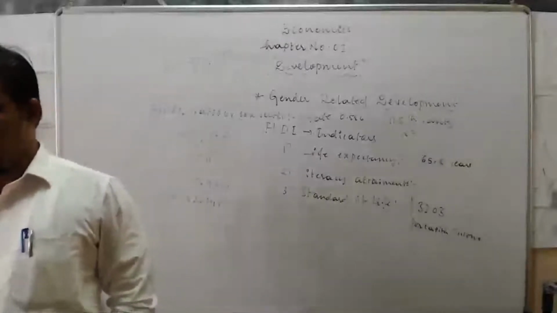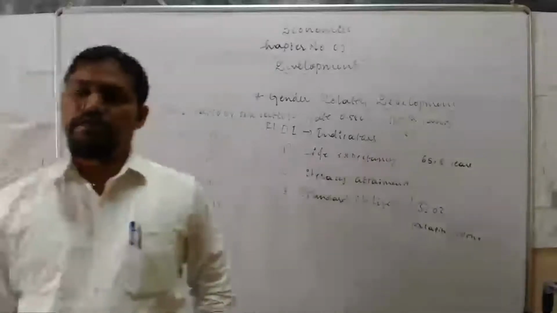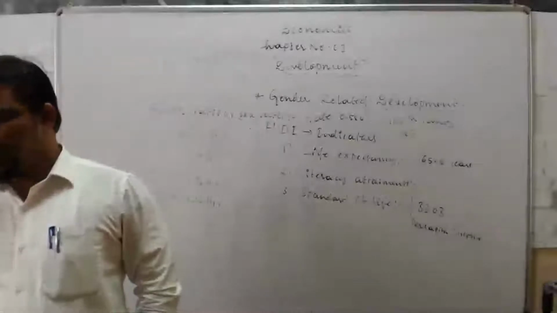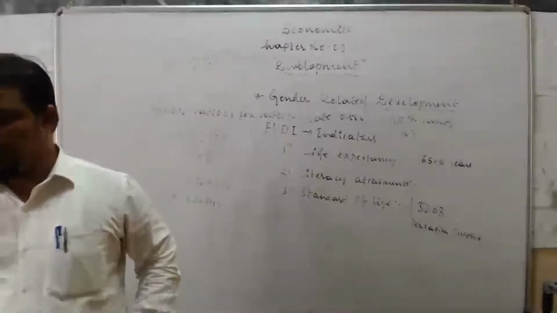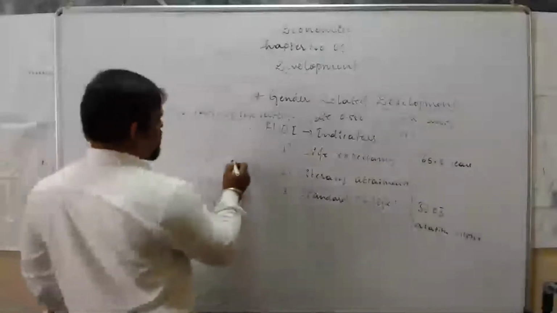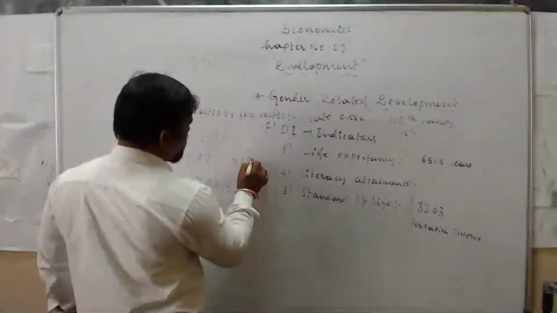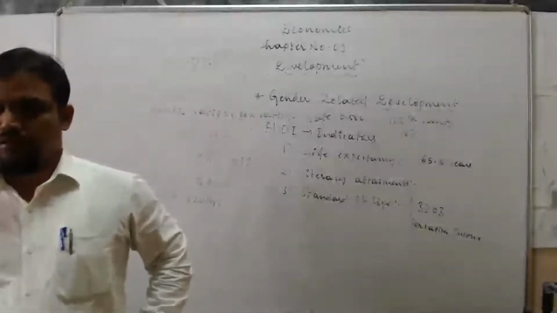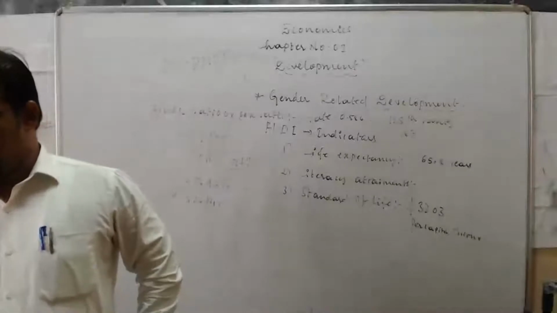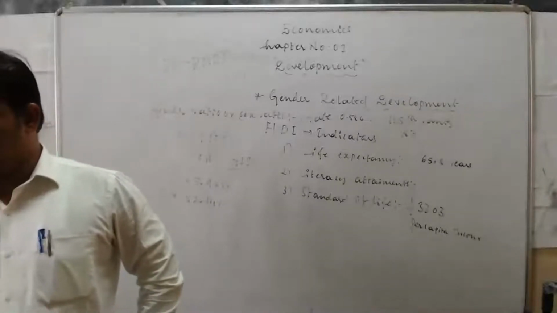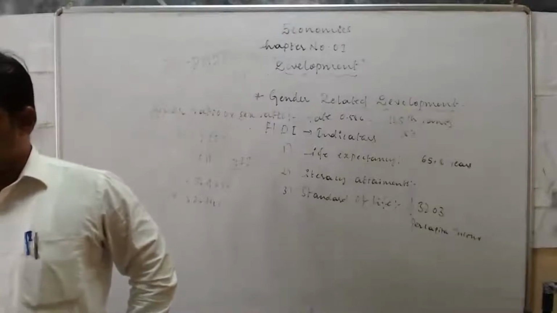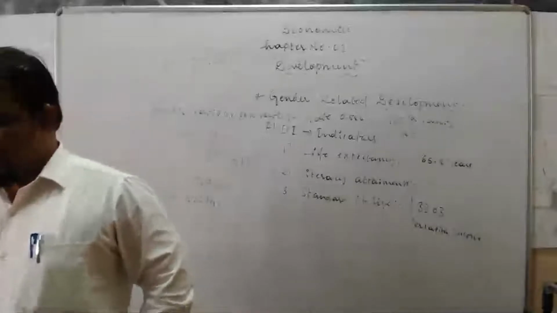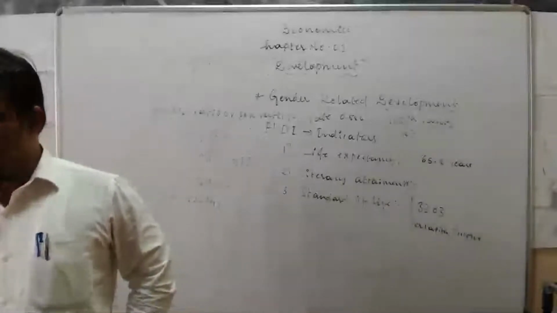Here, UNDP. In yesterday's class, I told you UNDP stands for United Nations Development Programme. It also calculates the Gender Inequality Index, that is GII, which is also very important. GII stands for Gender Inequality Index. According to this, UNDP calculated the gender inequality index at the international level. The value of the index ranges from 0 to 1, with 0 indicating complete equality.